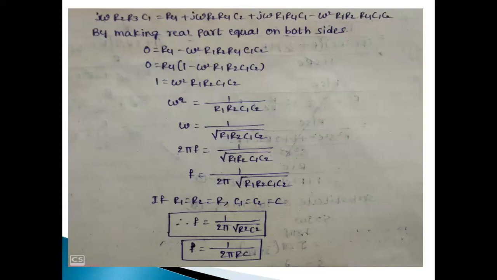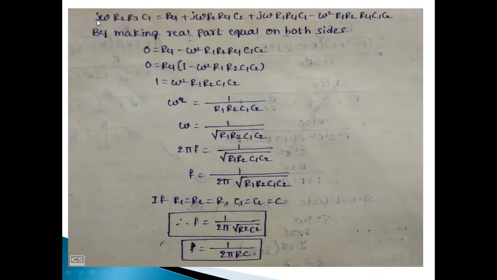C2. Okay. So here to find out the frequency of oscillation f value, we are making the real terms on both sides equal. That means, by making real parts equal on both sides, we have no real term on the left because this is an imaginary term. So that is 0 is equal to, we are equating the real terms.